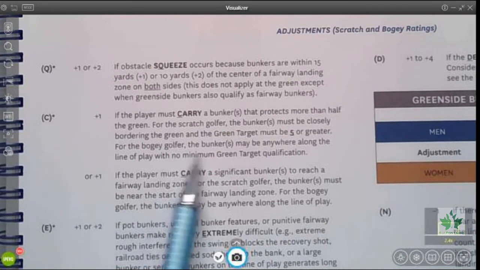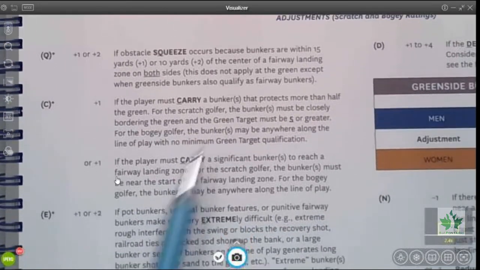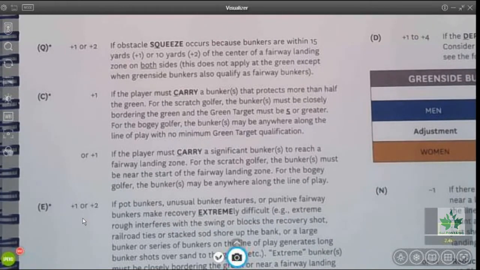Carry: there's an adjustment for carrying bunkers, and to carry a bunker, it has to protect more than half the green. Protect is the word you have to say. What it means is you have to go over the bunker to get to an area of the green.